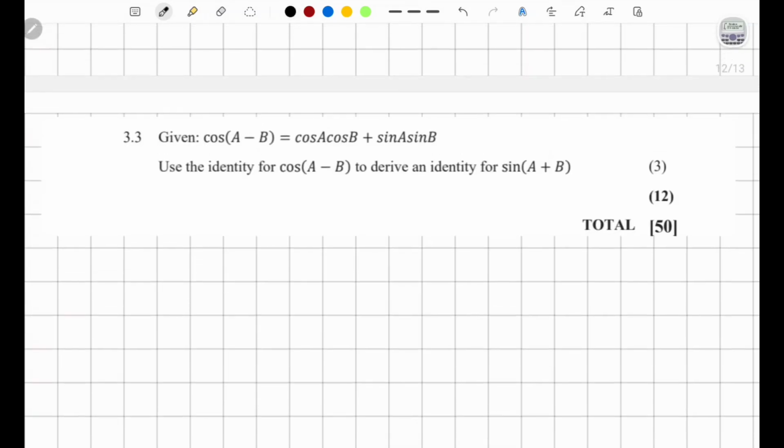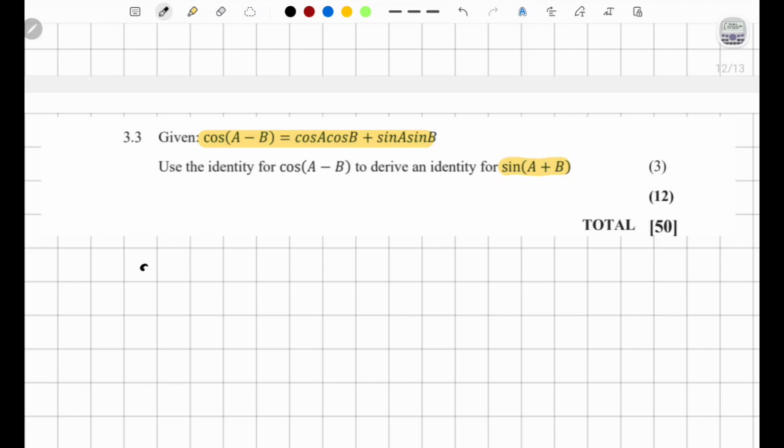Okay, so we're on the last question now of this paper. Question 3.3, and it says, given cos of a minus b is equal to all of this. Okay, so this is the rule that we have. They say use the identity for cos of a minus b to derive an identity for sine a plus b. So you know what sine a plus b is supposed to be equal to, true? But we need to now use this rule that we used here to derive an identity for this one.